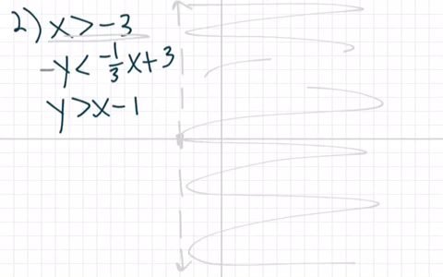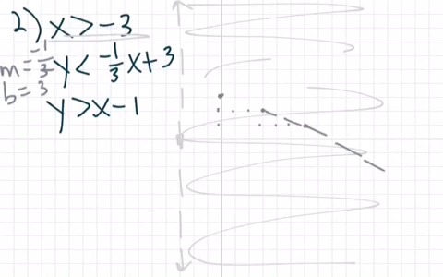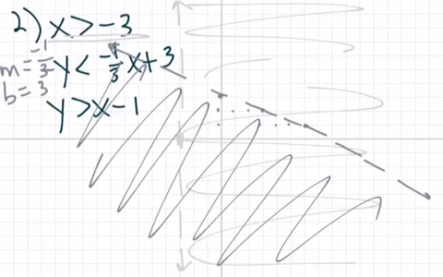Then this equation has a slope of negative 1/3 and a y-intercept of 3. Always start with the y-intercept, so go up to 3. Then a slope of negative 1/3 means to go down 1, right 3. Down 1, right 3. And again, this is a dashed line, not a solid line. And it says to shade less than, so that means we're going to shade this way. So right now we have a piece of pie in this area.